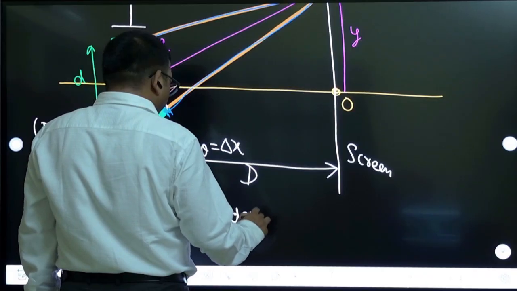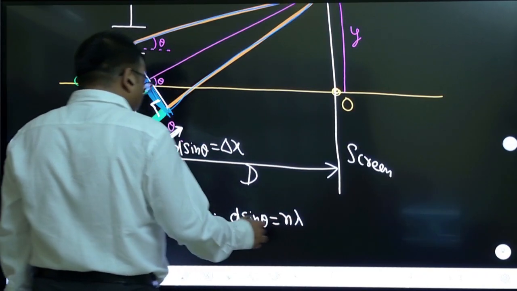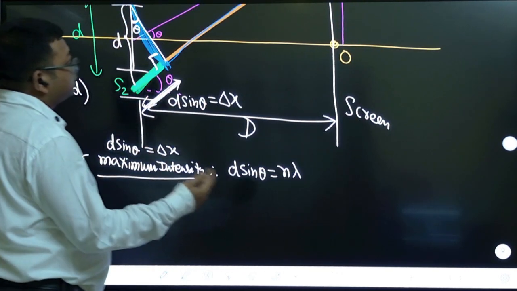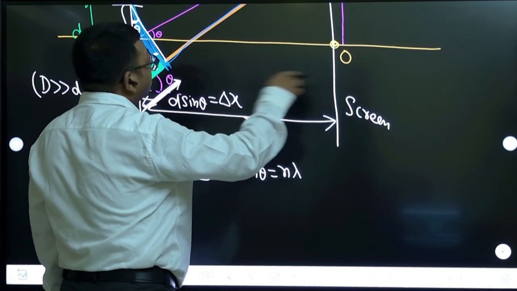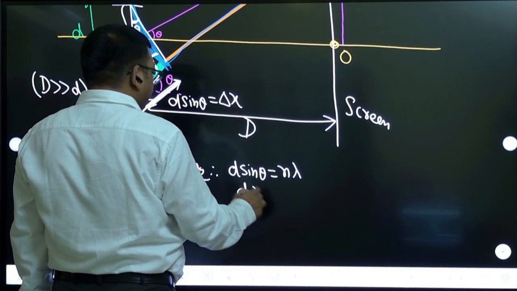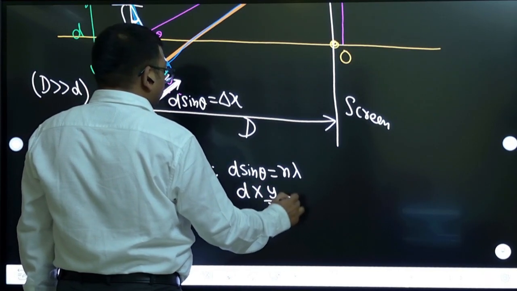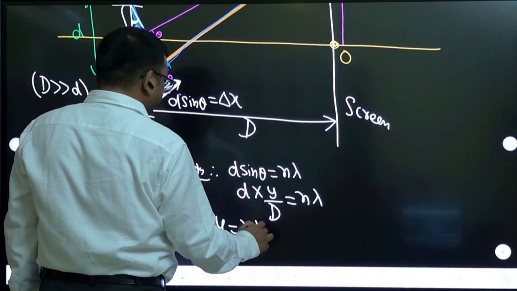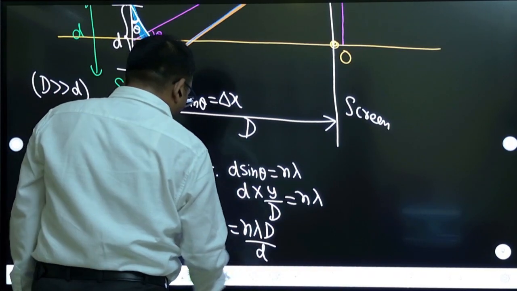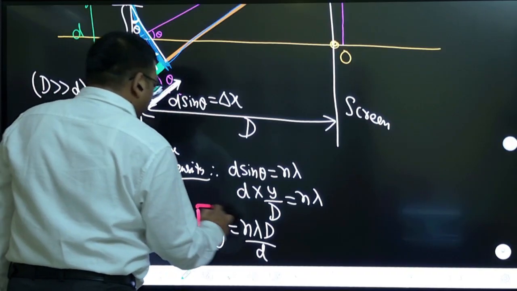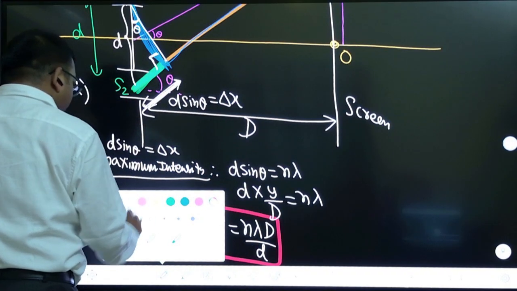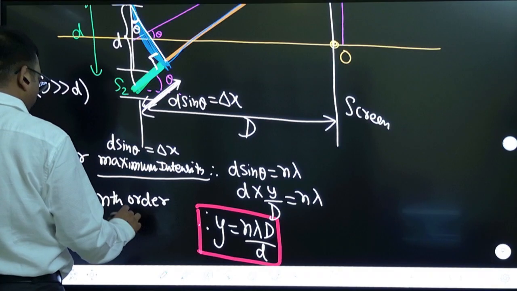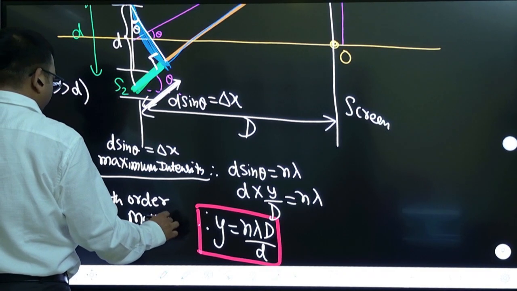So d sin theta must be n times lambda, and because the angle is very small, we will write sin theta as theta, and theta is equal to y by D. So y by D is equal to n lambda over d. From here you will get y is equal to n lambda D by d. Very important formula, where n is the nth order maxima. This we need to remember.